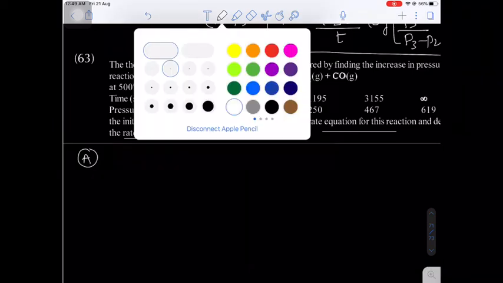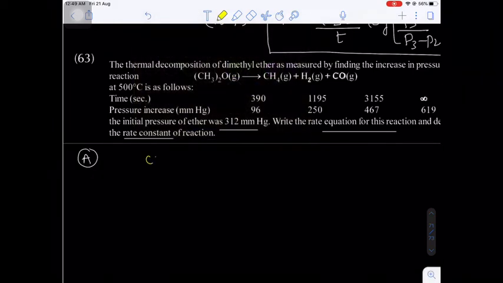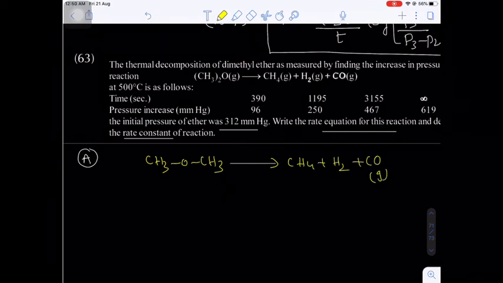Now first of all, I am writing the equation, that is the dimethyl ether. How does it dissociate? To give methane, dihydrogen and carbon monoxide. If you see, all are gas phase, so this is first order gas phase kinetics. Now we have to prove it is first order kinetics.